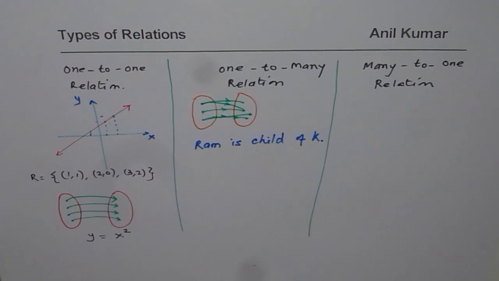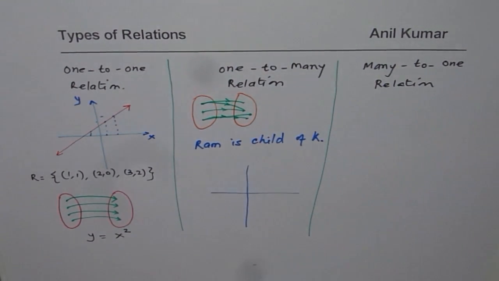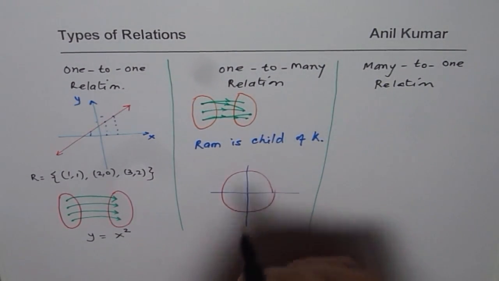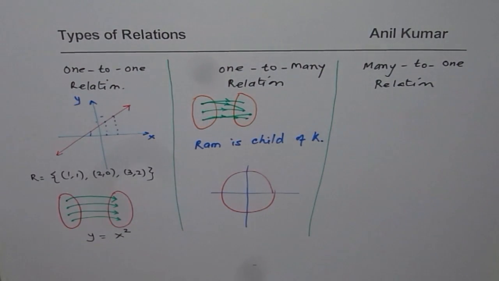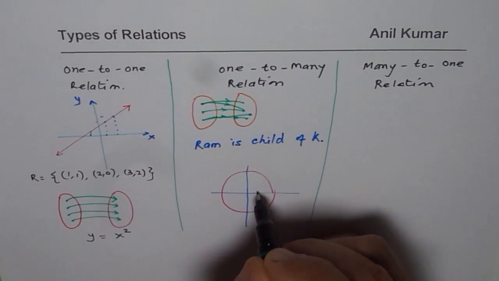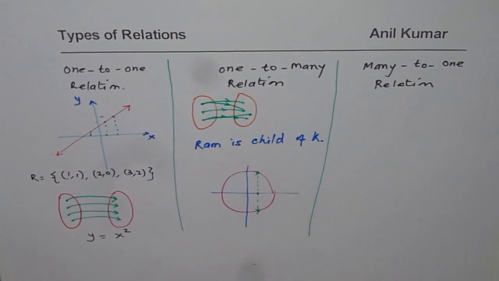Now similarly, you could represent one-to-many in the form of a graph. Let me sketch here a circle. So if I sketch a circle, let's say this is a circle, right? So in that case, you will find that there are points, the x values, for which you have two y values. Do you see that? So it becomes a one-to-many relation. So that is another example.